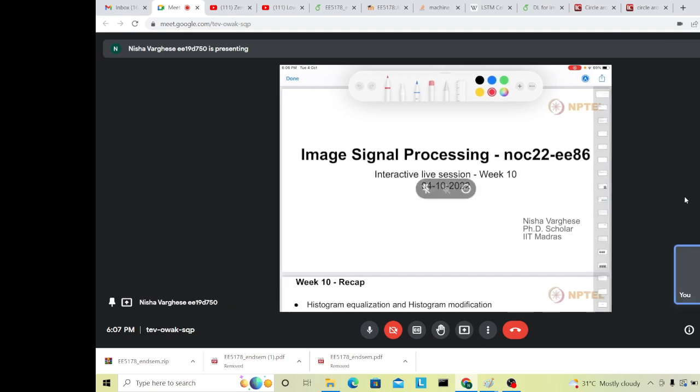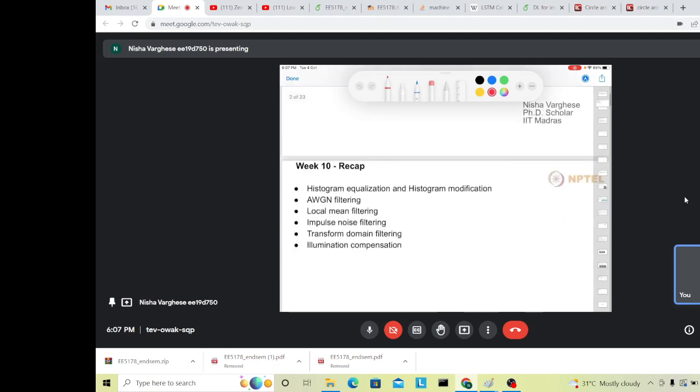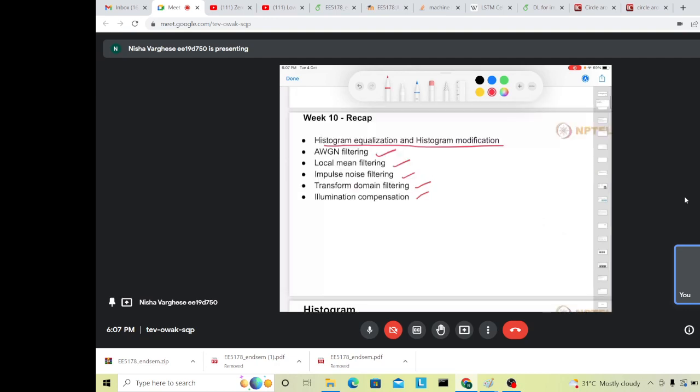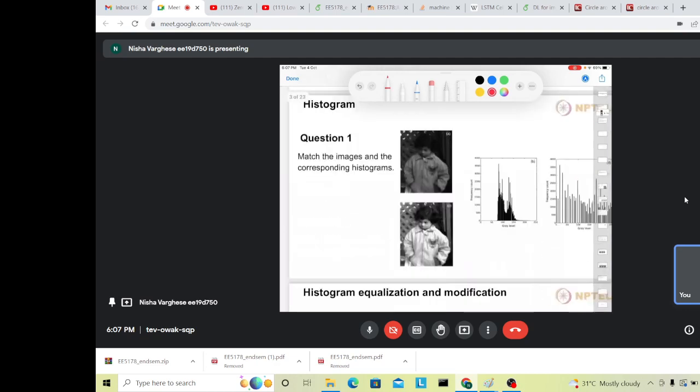Today's session is on week 10 videos. So we'll first go through the week 10 recap. There are topics on histogram equalization, histogram modification, then AWGN filtering, local mean filtering, then impulse noise filtering, transform domain filtering, illumination compensation. So the first one is histogram equalization and modification.